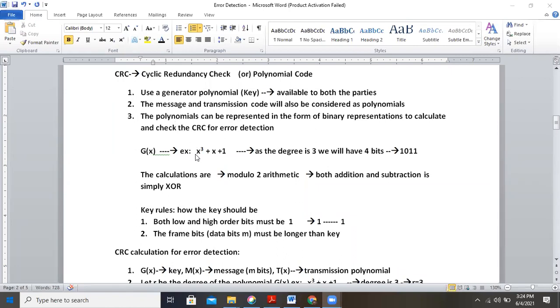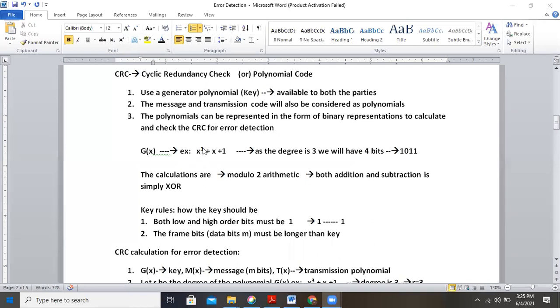Here you can see x cube plus x plus 1. So the constant of x cube is 1, the constant of x is 1, and the constant term is 1. The x square term is missing, so its constant value is 0. In that way we need to understand. For x cube plus x plus 1, the highest degree is 3, so we will have 4 bits, that is 3 plus 1.